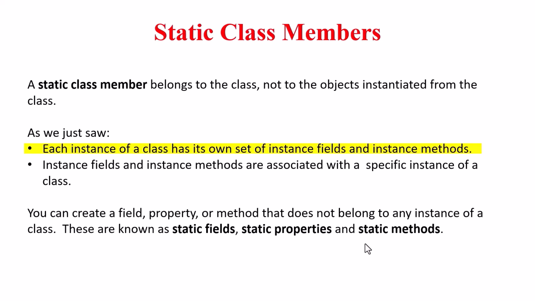As we just saw, each instance of the class has its own set of instance fields and instance methods. Instance fields and instance methods are associated with a specific instance of the class. We can create a field, property, or method that does not belong to any instance of the class. These are known as static fields, static properties, and static methods. We're going back to our first application to show how we can use static methods in a program. These are things that we can simply create in a class that can be used by anything, by accessing the class to get it.